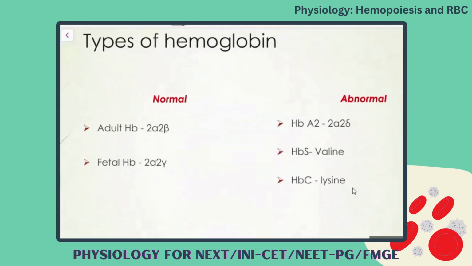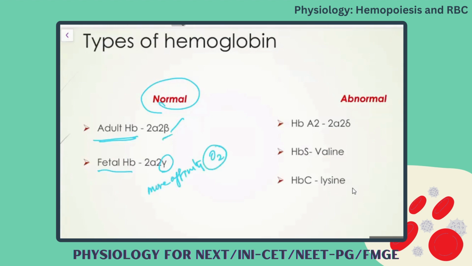And now the types of hemoglobin. Normally you have 2 types. We have seen alpha 2 and beta 2 in the adults, and in the fetal you have gamma instead of beta. This gamma has more affinity with oxygen compared to the beta subunit. That is the specific significance of the fetal hemoglobin.